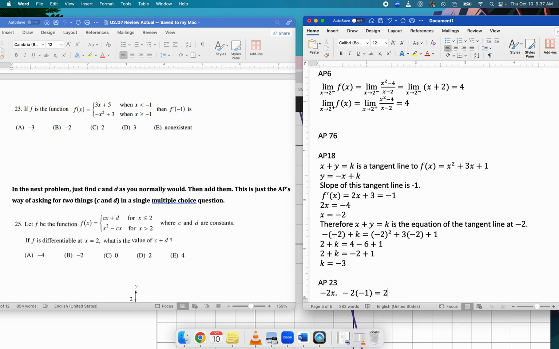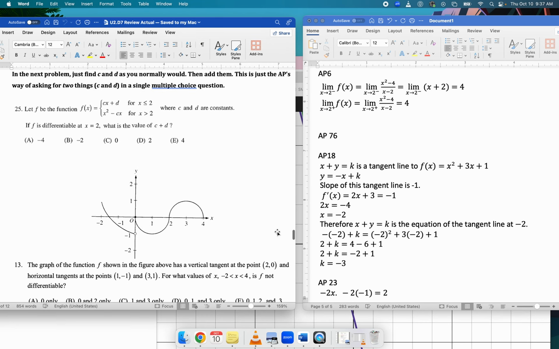If the left and right slopes did match, like if they were both 3, then the derivative would exist and it would just be 3.